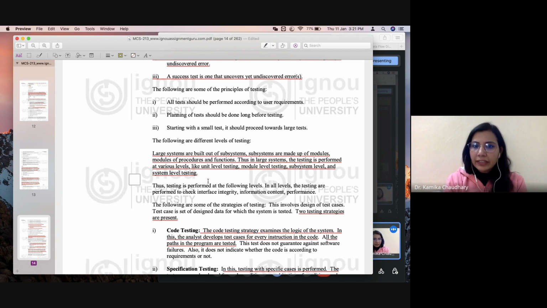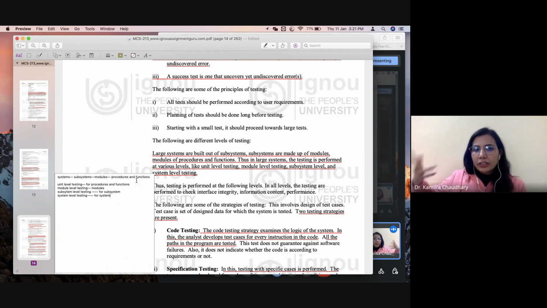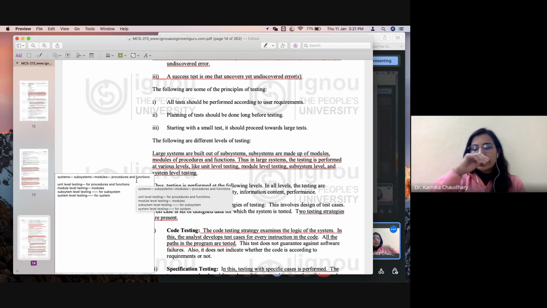As we have divided our system into various parts, that is, the system is broken down into subsystems, modules, procedures and functions, similarly we have also divided the testing. We have unit level testing for the procedures and functions, module level testing for our modules, subsystem level testing for the subsystems, and testing of the entire system, which is called system level testing. So just try to understand it.